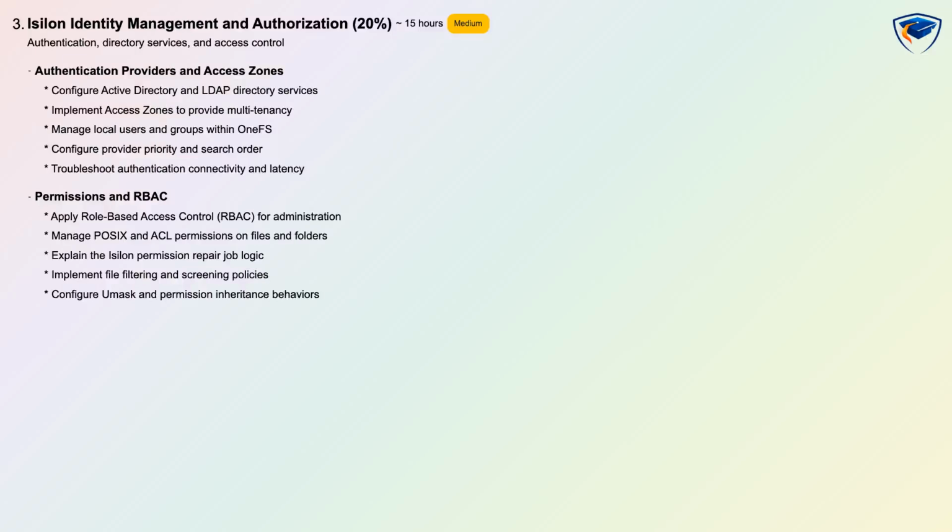Moving on to the second domain, Isilon File Access, which focuses on configuration and management of data access protocols. In this domain, you'll learn about NFS and SMB protocol implementation, where you'll configure SMB shares and global configuration settings, implement NFS exports and handle export rules, manage SMB share level permissions and user mapping, configure NFS v3 and v4 protocol specific settings, and optimize protocol performance for high throughput workloads.